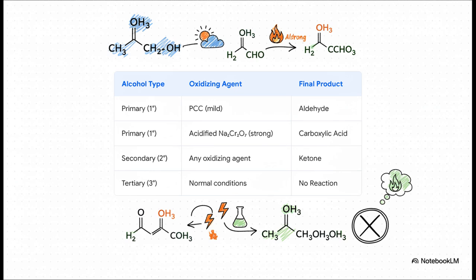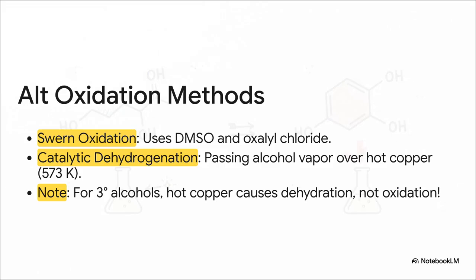Now, secondary alcohols are much more straightforward. They always oxidize to a ketone. And tertiary alcohols, because of their structure, just kind of sit there and refuse to oxidize under these conditions. Of course, there's always more than one way to get the job done. Chemists can use specialized recipes like the Swern oxidation, or a more physical method, like just passing the alcohol vapor over some hot copper. But check out this clever little twist with tertiary alcohols. Instead of oxidizing, that hot copper makes them lose a water molecule, forming a totally different kind of compound called an alkene. Pretty neat, right?